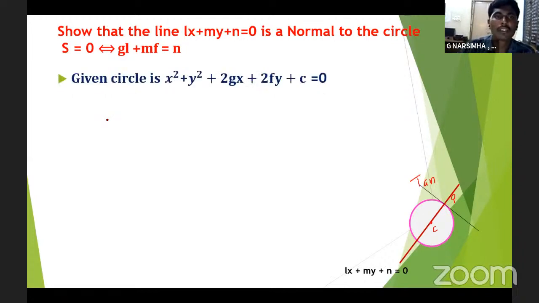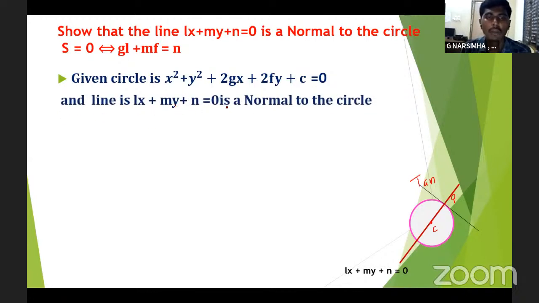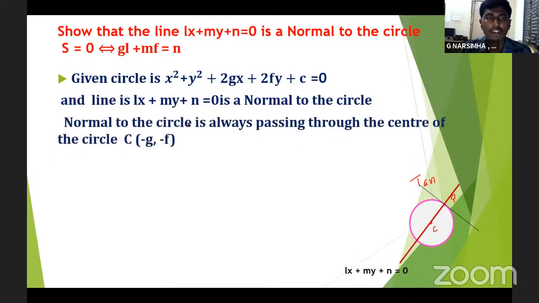Here the given circle is assumed in the general form, that is x squared plus y squared plus 2gx plus 2fy plus c equals 0. The line Lx plus My plus n equals 0 is given as normal to the circle. As you know already, in the general form, the center of the circle is (-g, -f). Also we have already discussed that when a line is given as normal, the normal to the circle always passes through the center of the circle, which is (-g, -f).